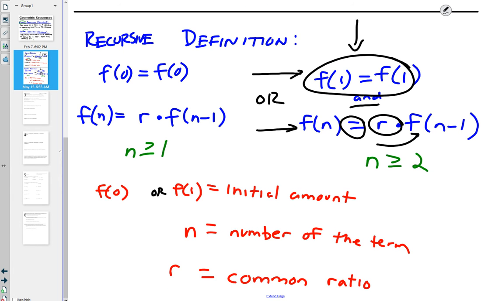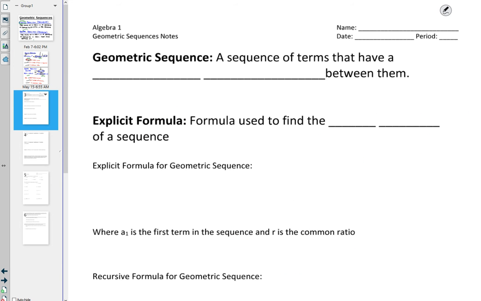Here I have explaining what this means, common ratio. Here, let's just get the party started. Let's start doing some examples so this can make sense. This is a kind of a fill-in-the-blank page here. A geometric sequence is a sequence of terms that have a blank between them. Fill in the blank. Common ratio.